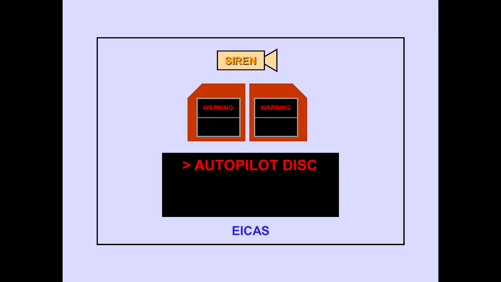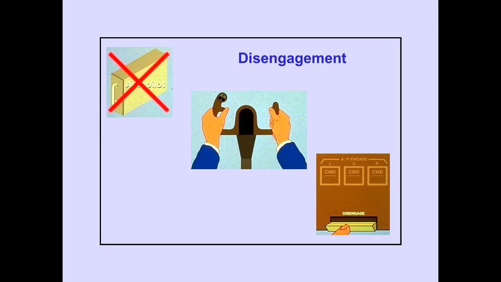The ICAS warning message, Autopilot Disconnect, is displayed when the selected autopilots have disengaged. Disengagement occurs automatically if an autopilot fails, when either control wheel disengage switch is pushed, or when the autopilot disengage bar is pushed down.